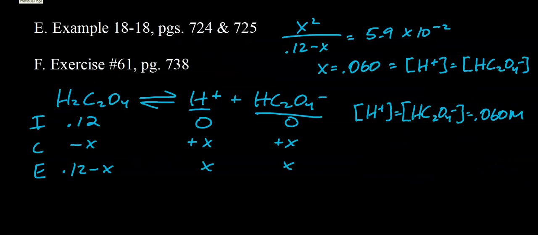And then going back here, unionized oxalic acid, we have 0.12 minus x. So I didn't do that one. So 0.060 gives us a concentration of 0.060 molar for the unionized oxalic acid.